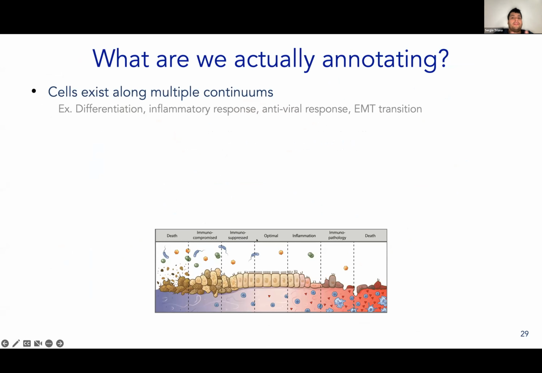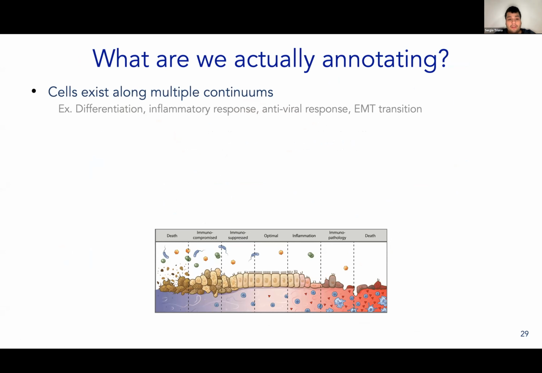So I guess the first question that we want to try to answer is, what are we actually annotating? As Orr mentioned before, a big part of this is we need to have cell type annotations. So we have to annotate what groups are in these clusters to have a better idea of what we are analyzing.